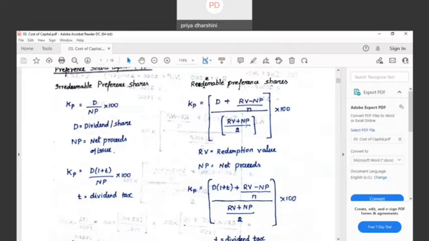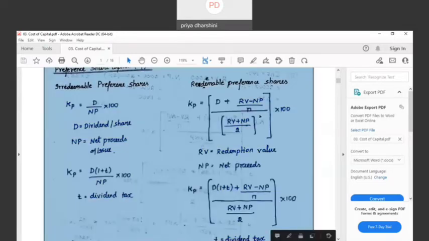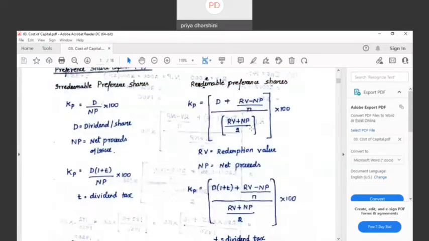Having received 100 rupees, I am repaying 110 rupees, which means it is the average of proceeds which is employed by the company. So in the denominator, it is the average of proceeds, which is (RV plus NP) by 2. If I have to represent it as a percentage, I multiply it with 100. This is in case of redeemable preference shares. Here again, if this dividend is subject to tax and the tax is on the part of the company to pay, it will add to the cost of the company.